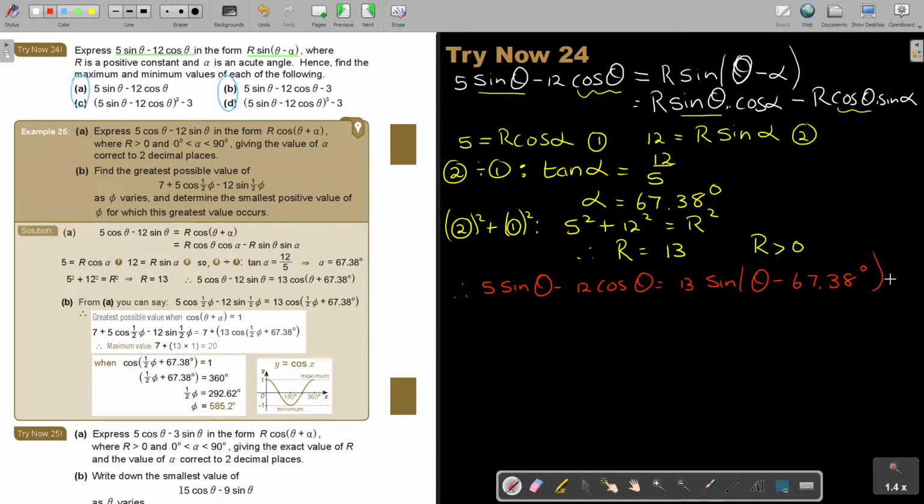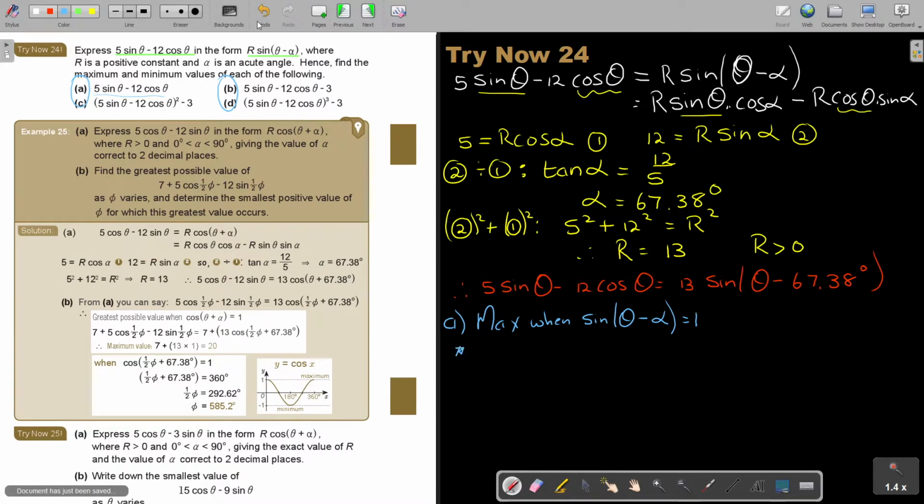And now I can start with my A, B, and C. So let's start with number A. Number A is basically just the normal one. Can you see? It's just basically the normal one. So I can say a max when sin(theta minus the acute angle) is going to be equal to 1. So I can now just substitute it there.